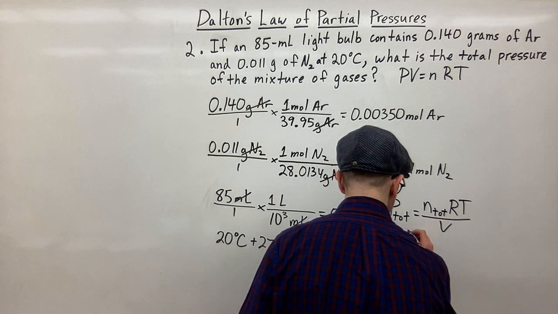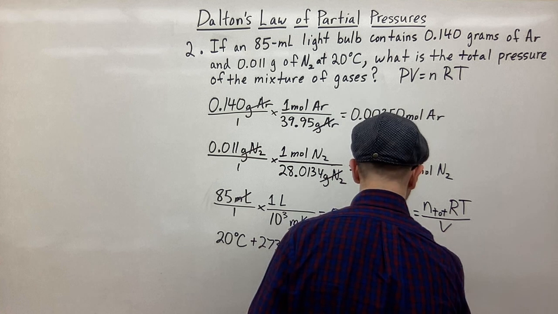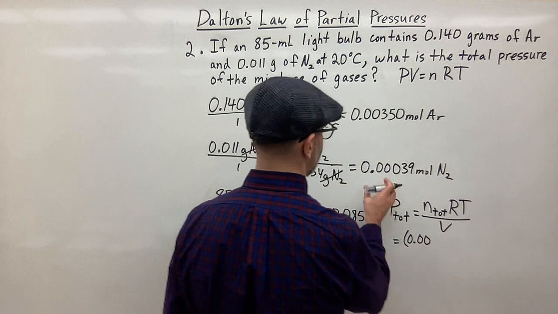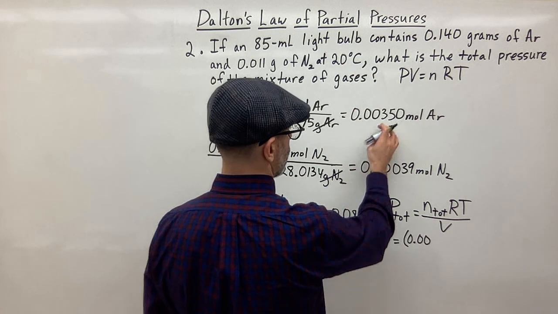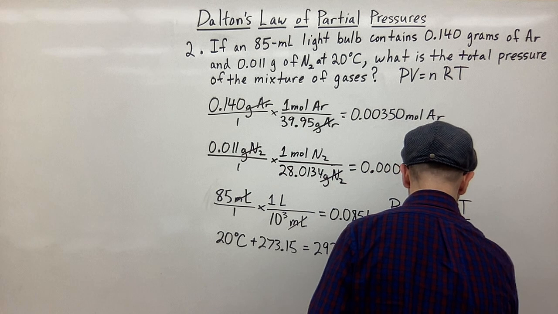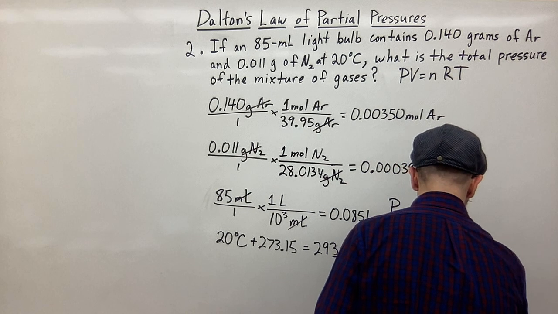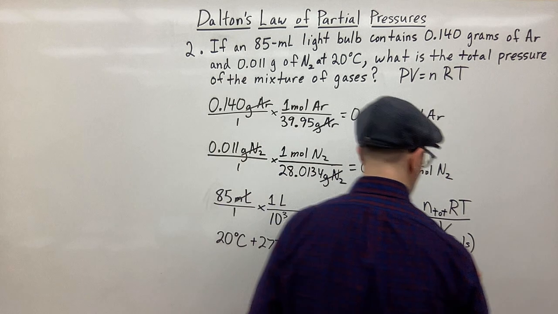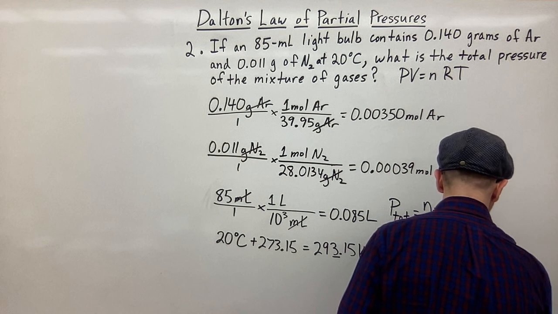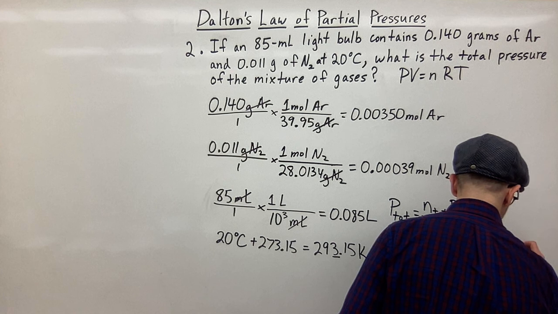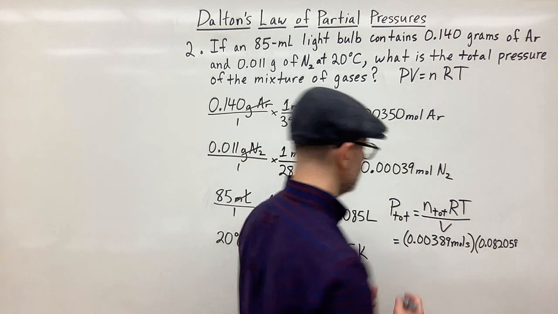So the total moles is going to be, we're going to add these together, so I'm going to get 0.00389 moles, multiplied by R. So R in this case is going to be 0.08206, and that's going to be liter atmospheres.